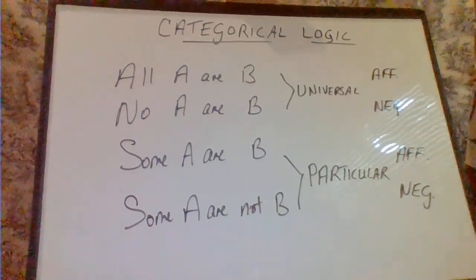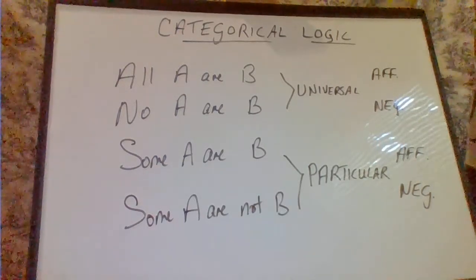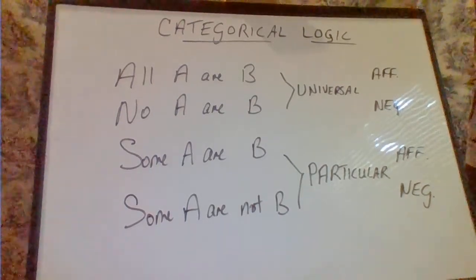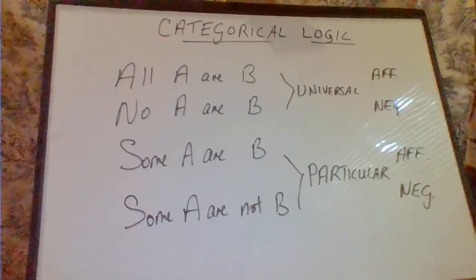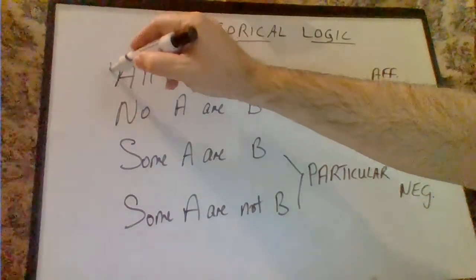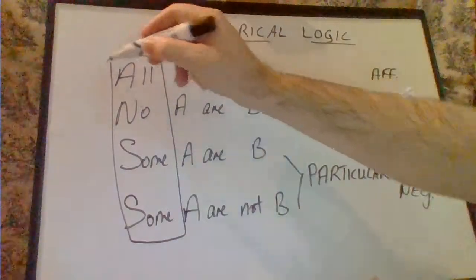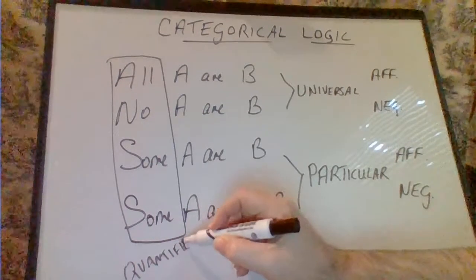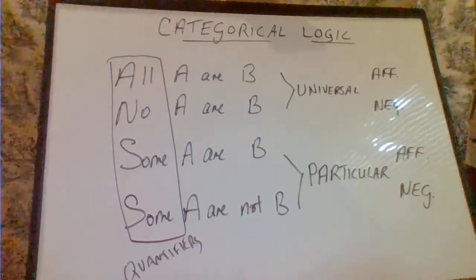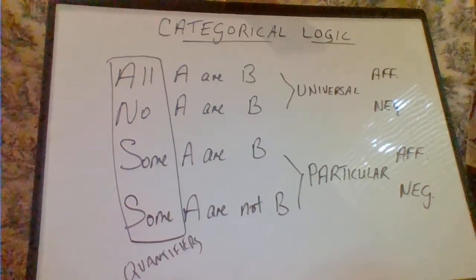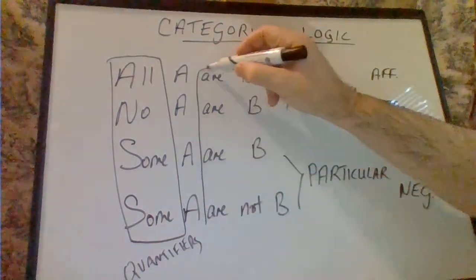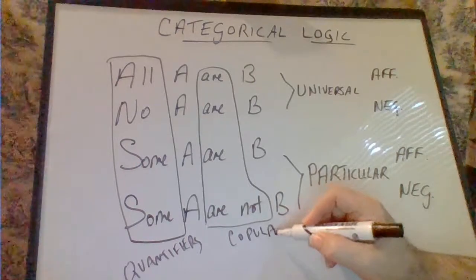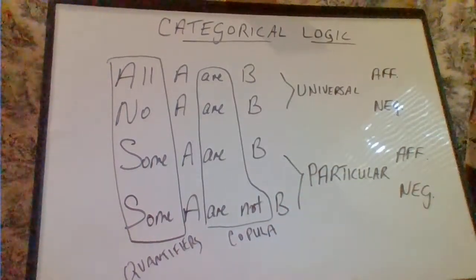Okay. So those are the four types of sentences that we can use, and the only four types that we can use in categorical logic. Now, if we break this down a little bit, the all, the some, and the no, those are referred to as quantifiers. They basically tell you what it is that the subject ranges over, the quantifiers. The are and the are not, that is referred to as the copula. Okay. The copula is the connecting verb.